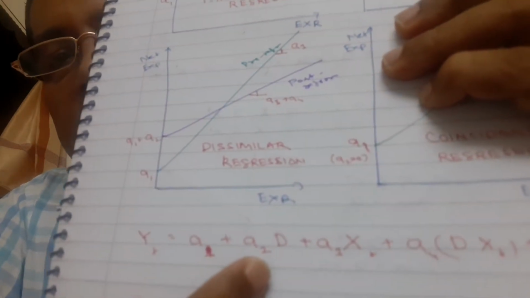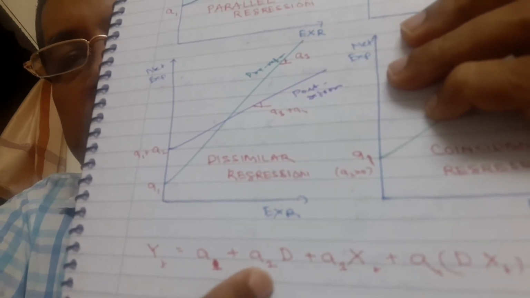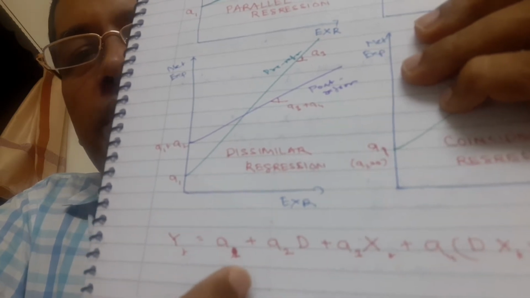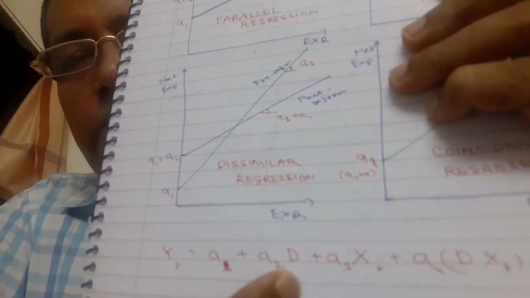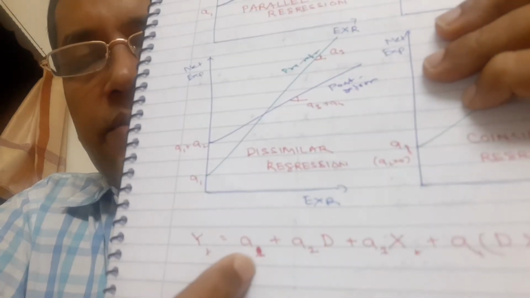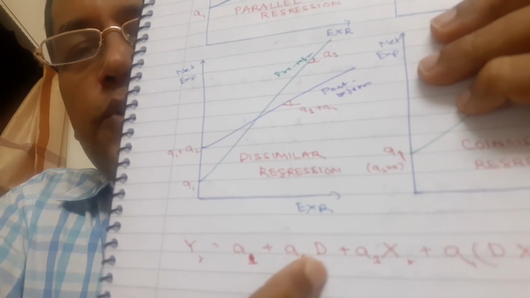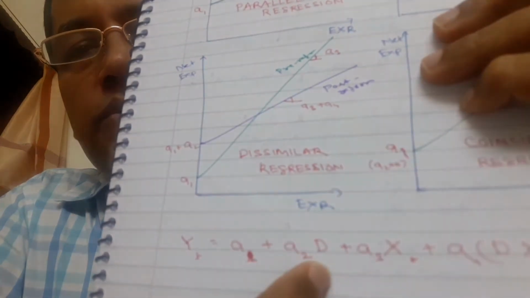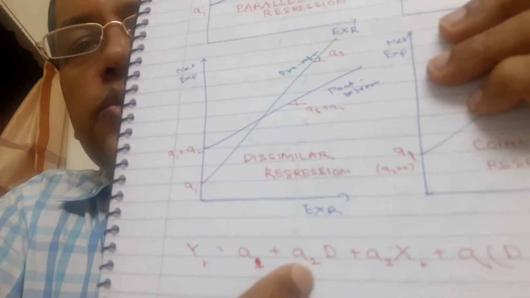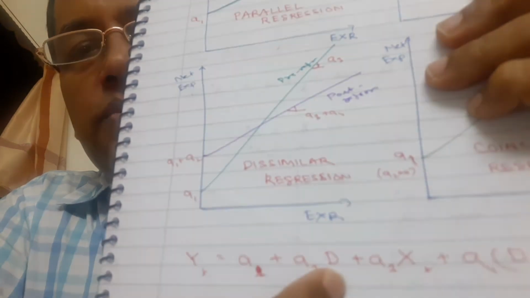In case a2 is found to be statistically significant, then it suggests that there is a structural change in the intercept. When d is equal to 0, that is during the pre-reform period, this term is 0, so the intercept is a1. For the post-reform period, where d is equal to 1, this term will be a2, so the intercept will be a1 plus a2.